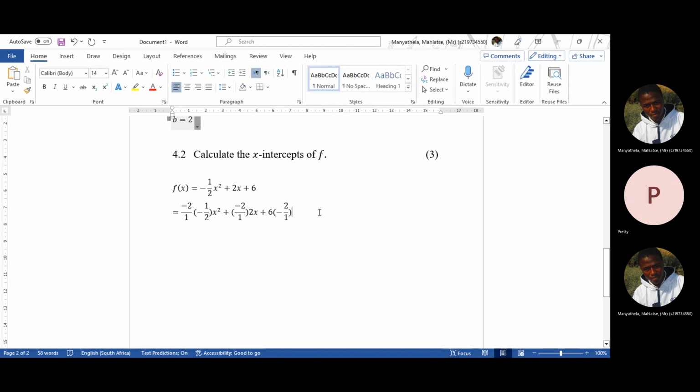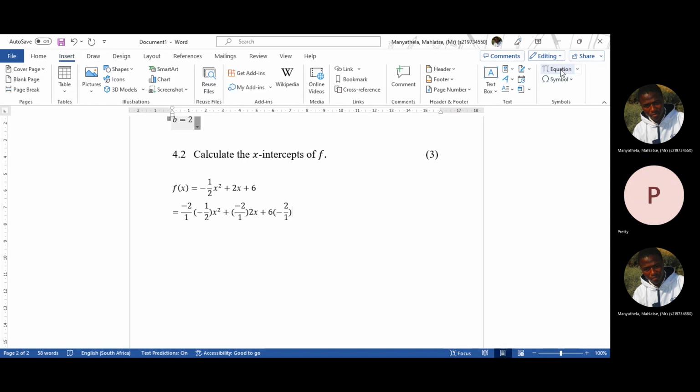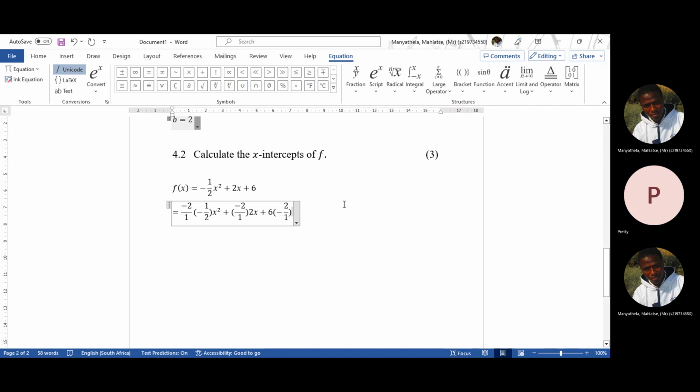So yeah, that's what we're going to do. Minus 2 over 1 multiplied by minus half. It gives us the coefficient of x squared becoming 1.